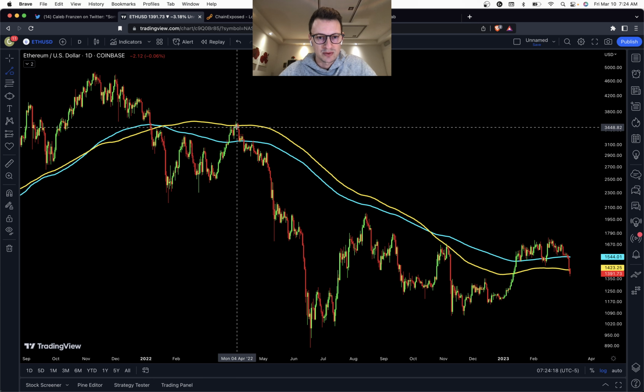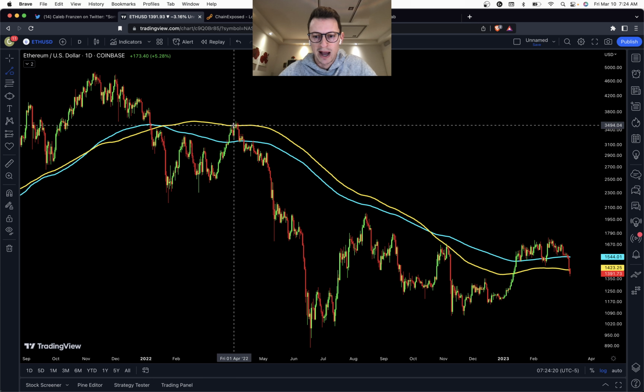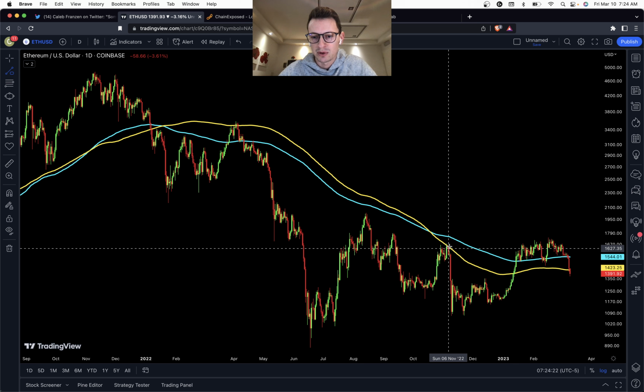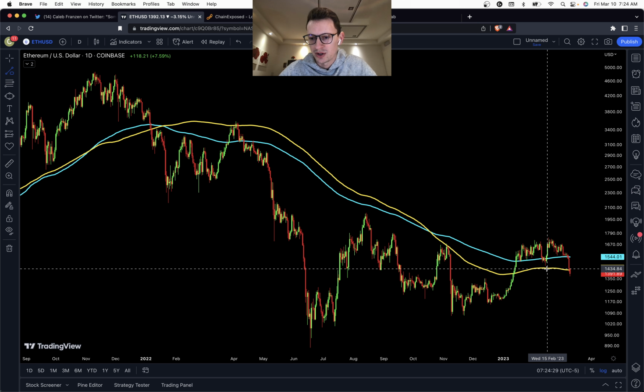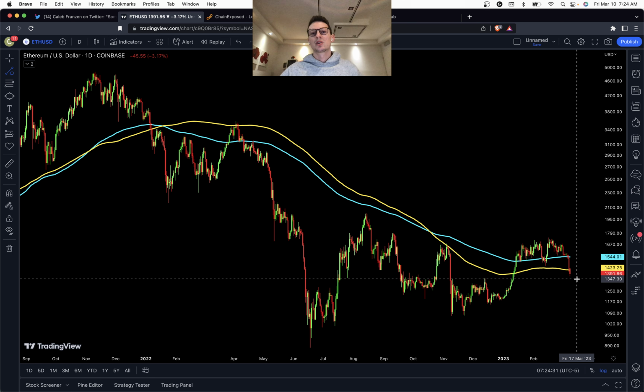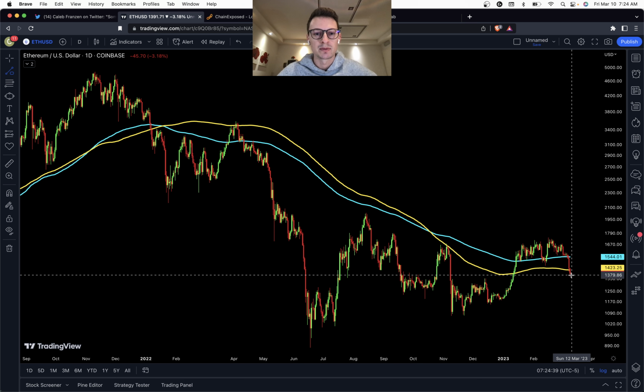Sure enough, we used it as resistance in that March or April rally, and again in the November rally just before the FTX situation. We managed to get above it, support, and now we're breaking below it. So on the Bitcoin chart, we're seeing Bitcoin fight to get back above that 200-day moving average. Ethereum itself has more work yet to be done, right?